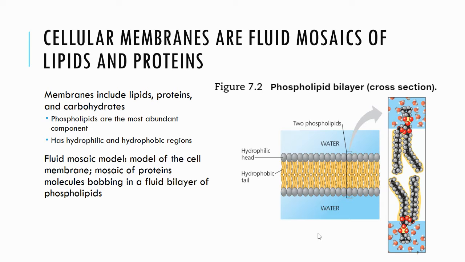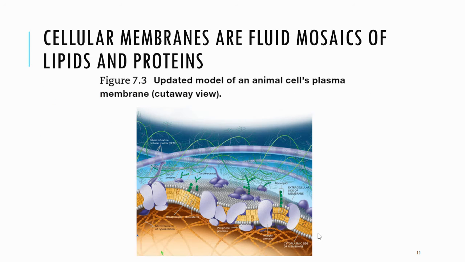The fluid mosaic model of the cell membrane tells us that it is a mosaic of protein molecules bobbing in a fluid bilayer of phospholipids. So cell membranes are not rigid, they are fluid, they are moving all of the time. Here is a cool looking diagram of the cell membrane where you can see the phospholipids, some giant proteins, glycoproteins and glycolipids for cell recognition, and lots of other things that might be there to help with cell functions.